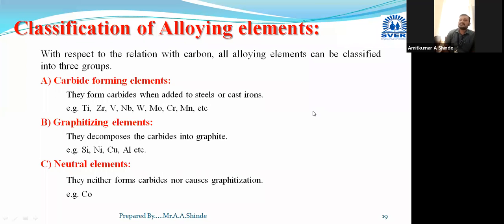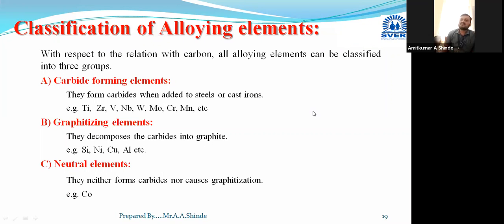Generally, these alloying elements are classified in two ways. In this first slide you can see three different types. The alloying elements are classified here by considering their relationship with carbon. With respect to their relation with carbon, they are classified into three types: carbide forming elements, graphitizing elements, and neutral elements.